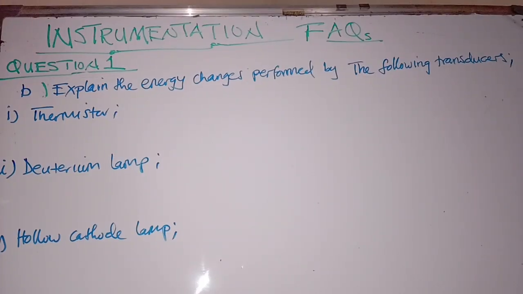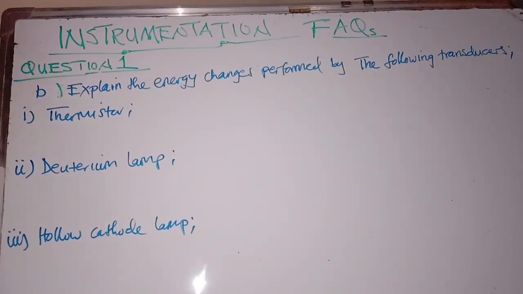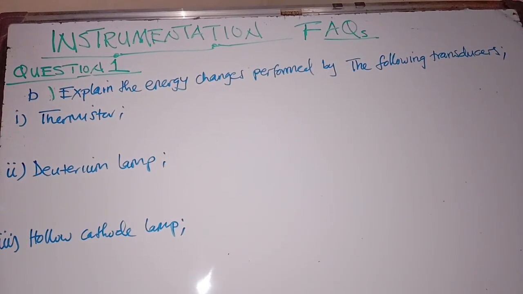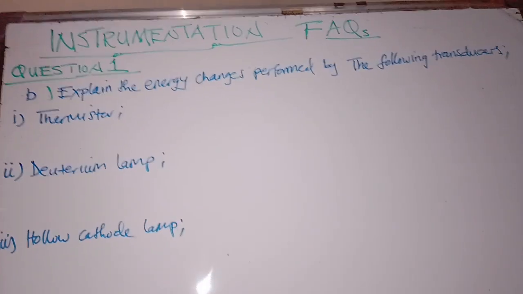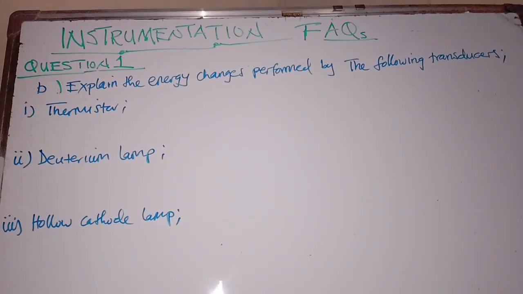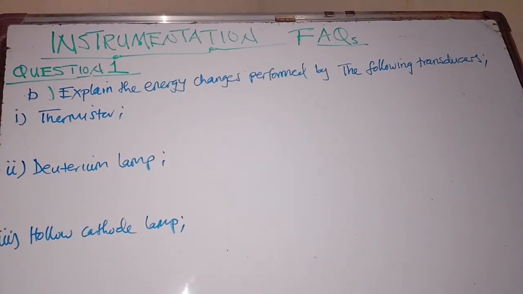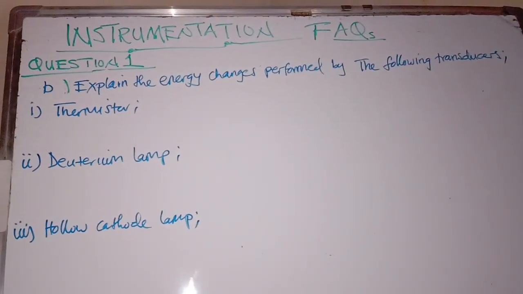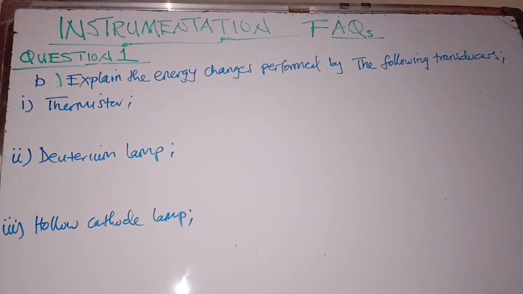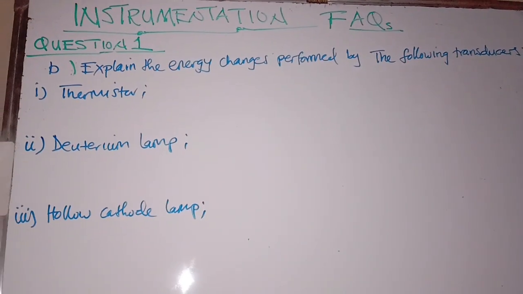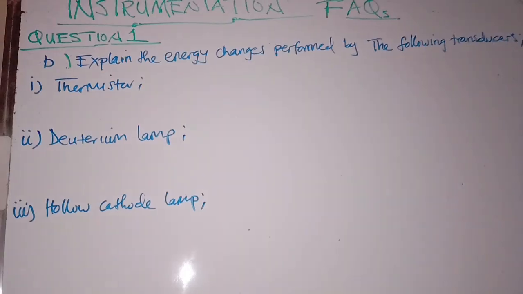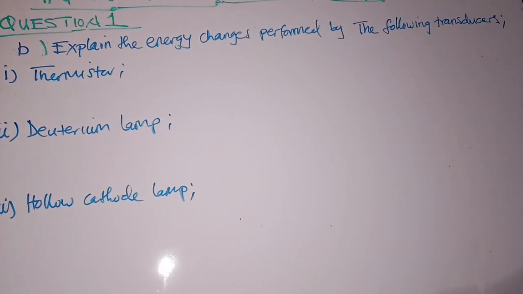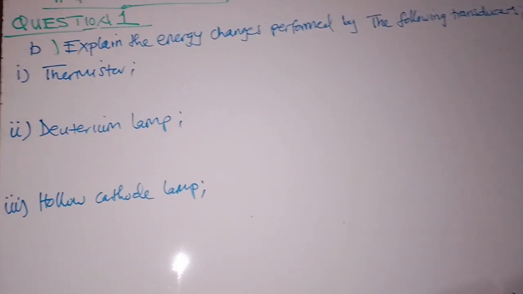Let's look at more questions. Here we have more questions. Explain the energy changes performed by the following transducers. Transducers are just elements, or parts of electrical appliances, that change from one energy to another. Any part of an electrical appliance that changes from one energy to another is called a transducer.